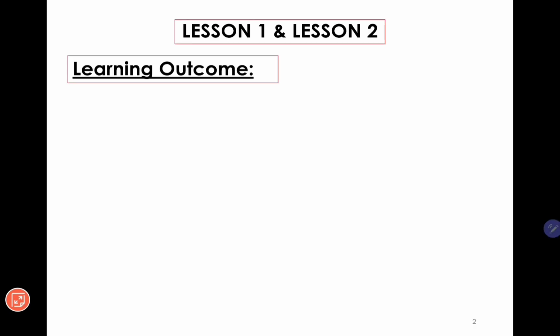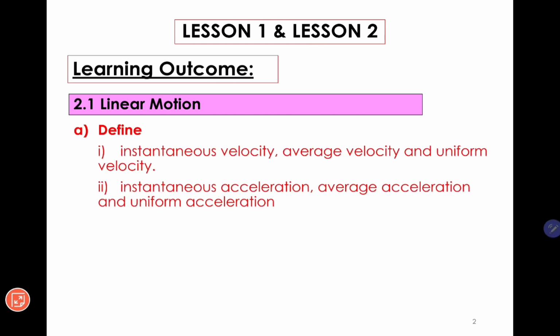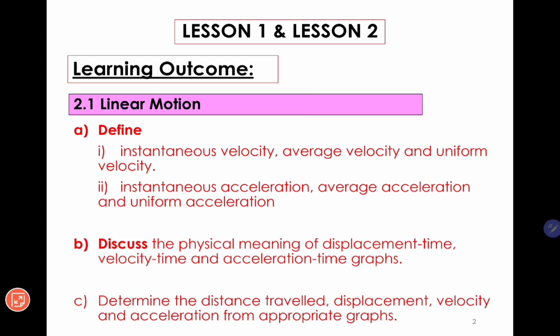For subtopic 1, which is under linear motion, students should be able to define instantaneous velocity, average velocity, and uniform velocity. Also, instantaneous acceleration, average acceleration, and uniform acceleration. Students should be able to discuss the physical meaning of displacement against time, velocity against time, and acceleration against time graph. Students also should be able to determine the distance travel, displacement, velocity, and acceleration from appropriate graph.